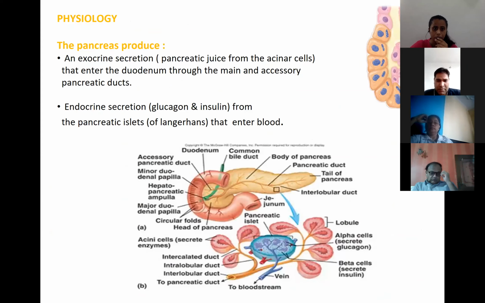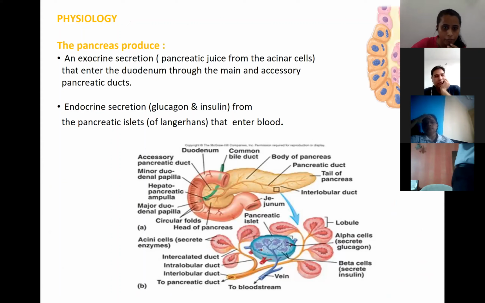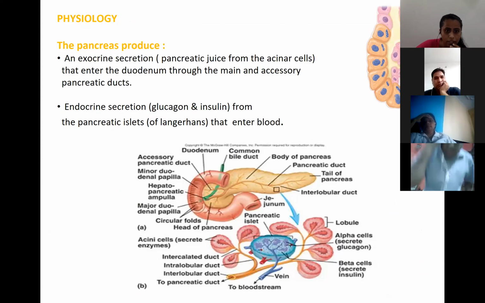And now coming to physiology, in the pancreas there is an exocrine secretion and an endocrine secretion. Exocrine secretion is the pancreatic fluid from the acinar cells, which enters the duodenum through the main and accessory pancreatic ducts, whereas endocrine secretions are the glucagon and insulin from the pancreatic islets that enter the blood.